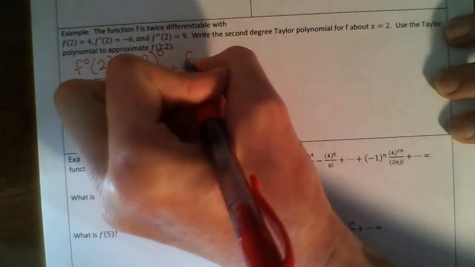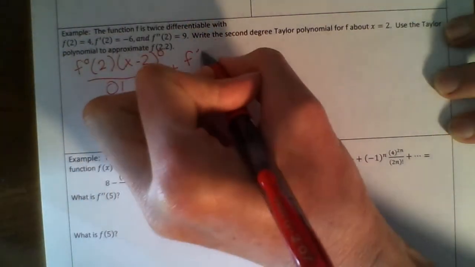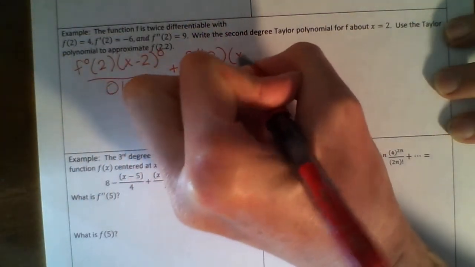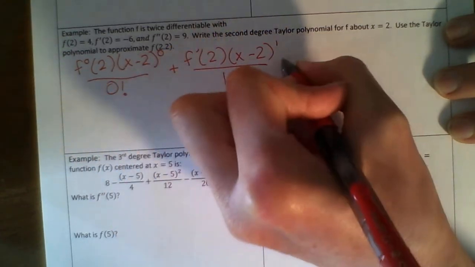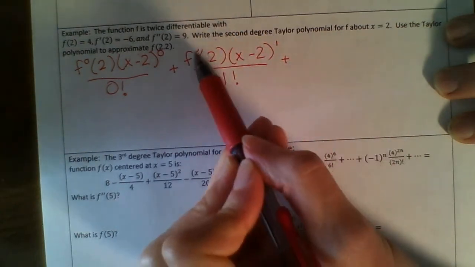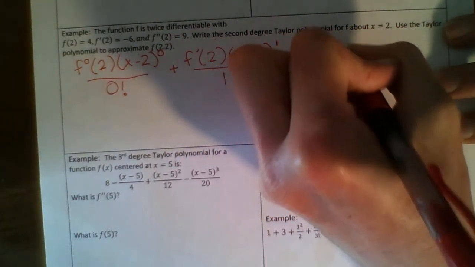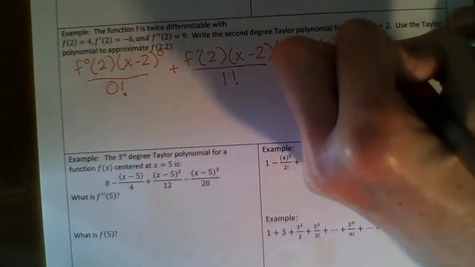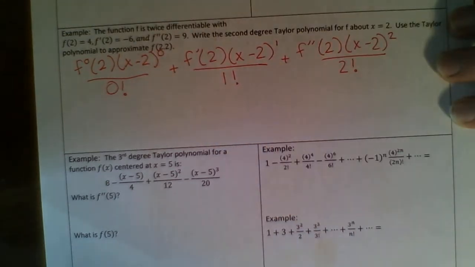F prime, so I'm replacing all these zeros with a 1. So basically f prime of 2, x minus 2 to the 1, and then 1 factorial. And then everywhere we had a 1 here, these 3 places, we're going to replace it with a 2, or a double prime. F double prime of 2, x minus 2 squared over 2 factorial. Great.